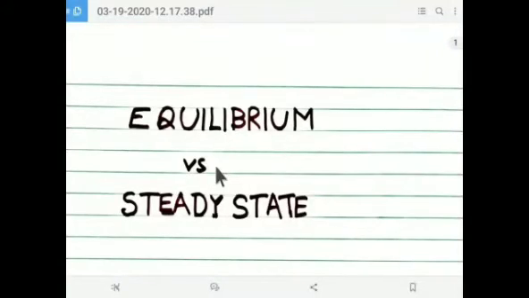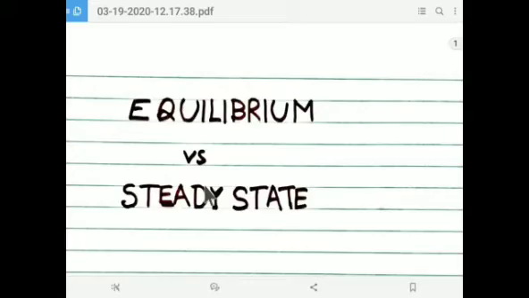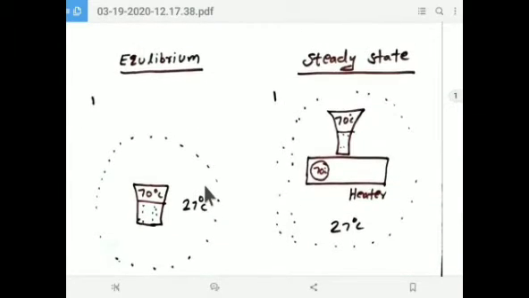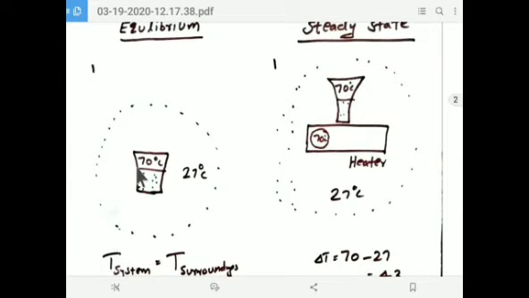Hi everyone, new topic: equilibrium versus steady state. Consider a cup of tea whose temperature is 70 degrees Celsius. This is the system. Then the surroundings is the ambient air, which is a thermal reservoir.